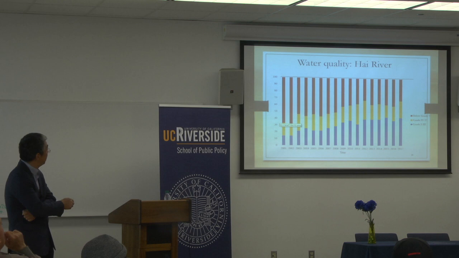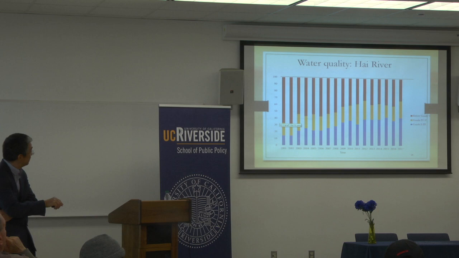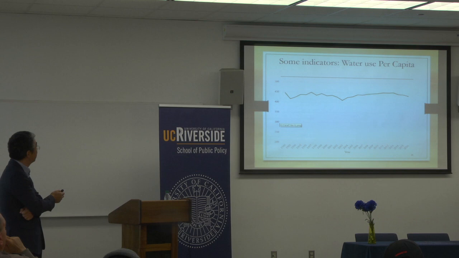Then the Haihe River Basin, it's near Beijing. So you will see this year is very little, and I think this area is heavily polluted. So I will provide some indicators for this.